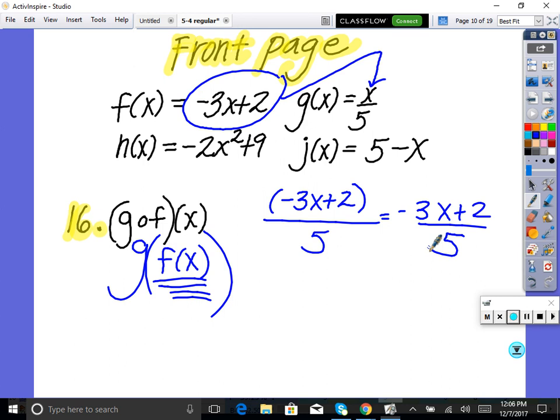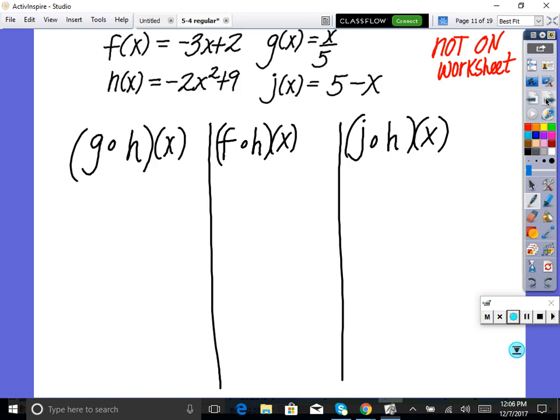g of f of x is negative 3x plus 2 over 5. Pretty easy? Okay, so just watch. I promise you're going to have plenty of time. Watch me quickly do these three because you just need to see better examples.